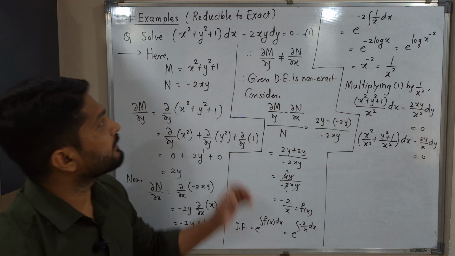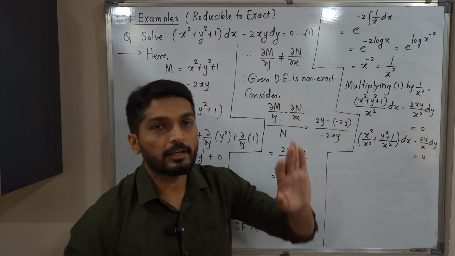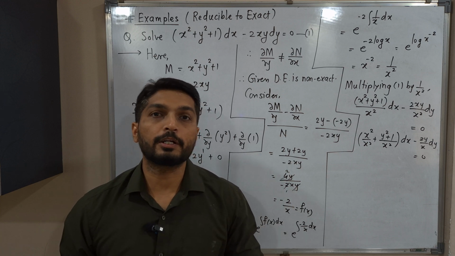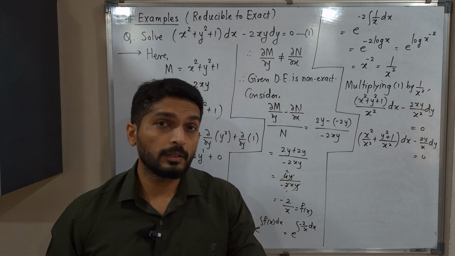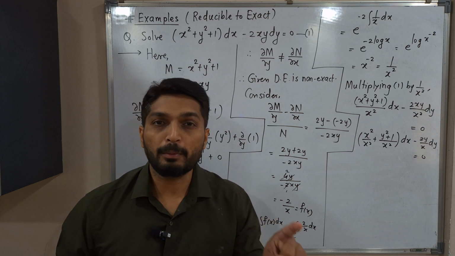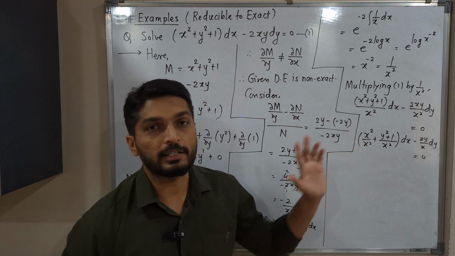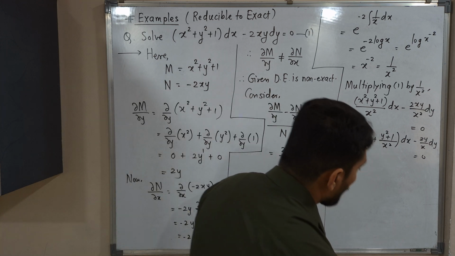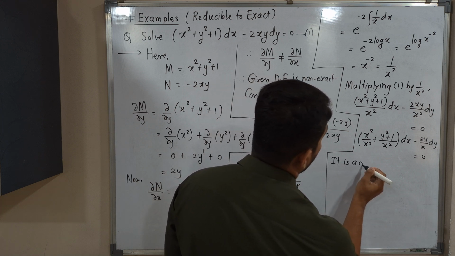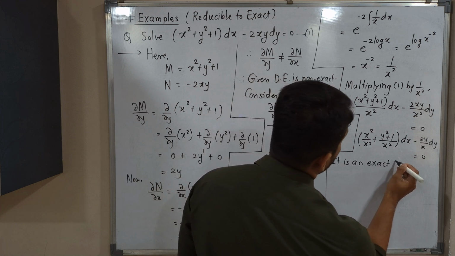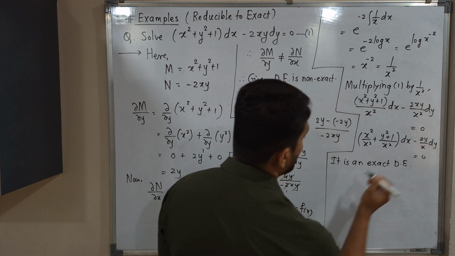So we multiplied the given differential equation by this integrating factor. That means it is definitely converted into exact. If you want, you can cross check. How to cross check? Del M by del y is equal to del N by del x. This condition will definitely be satisfied here. So let me mention, it is an exact differential equation. It is converted into exact.